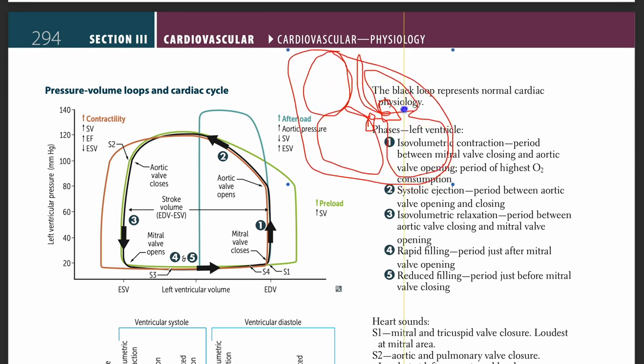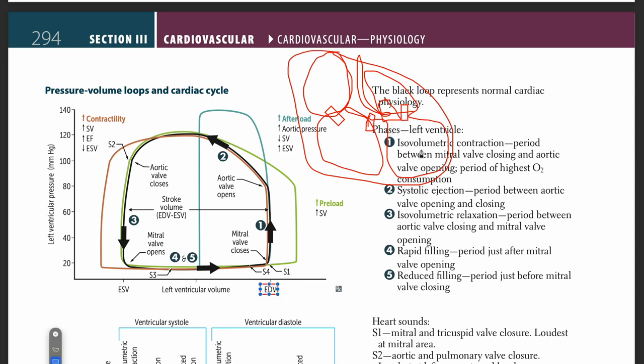So this will be your mitral valve and your tricuspid valve. Okay. So mitral valve closes. Once diastole happens, this thing closes. So this is end of diastole. So that's right here. So end of diastole, mitral valve closes.